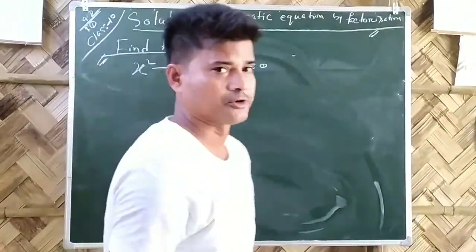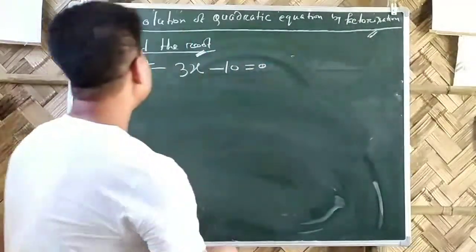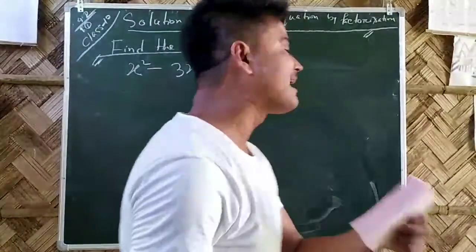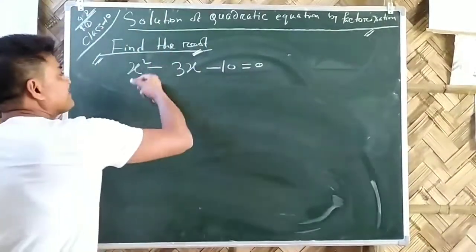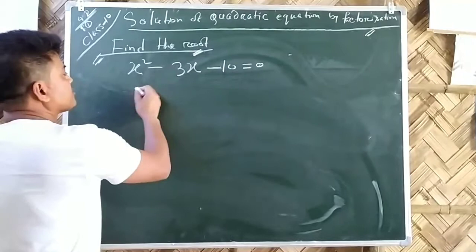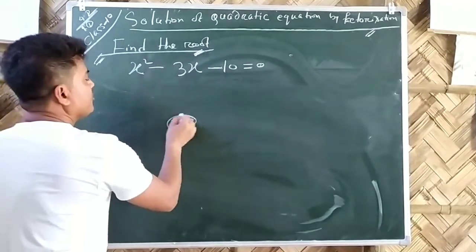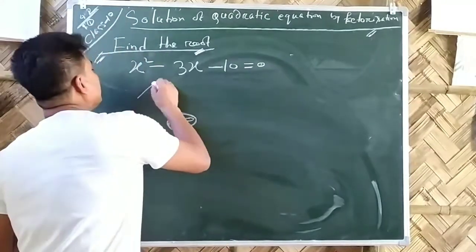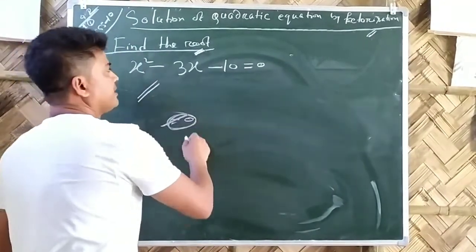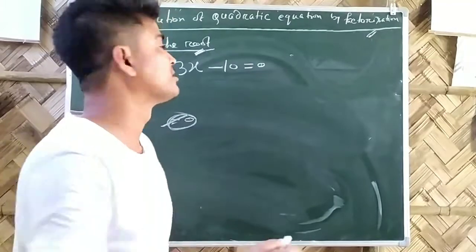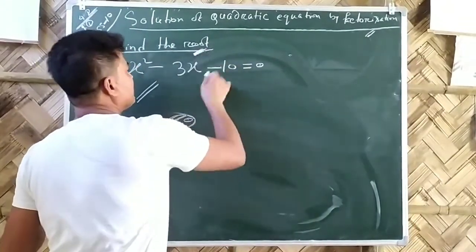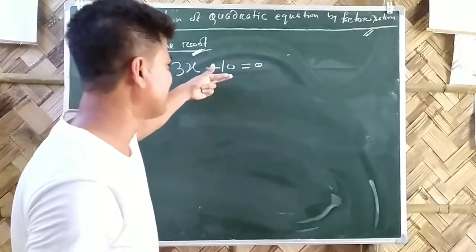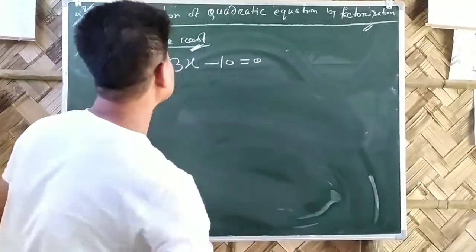Now what is a root? Root means a value of x, after putting which value, the total value of this equation will be 0. If we put the root, we'll find that the equation will be 0. That's why x square minus 5x minus 10 is equal to 0. Now let's see how to factorize.